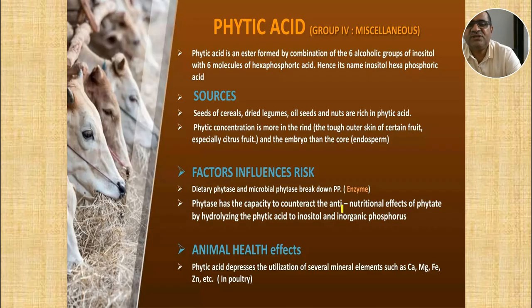Then phytic acid, whose sources are the cereals. It is found in the rind, the rough outer skin, and certain fruits. Phytic acid has an anti-nutritional effect, and phytase counteracts it by hydrolyzing phytic acid to inositol and inorganic phosphate. So these depress the utilization of several elements like calcium, magnesium, iron, zinc, etc.